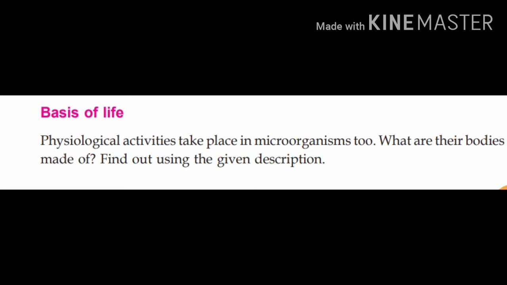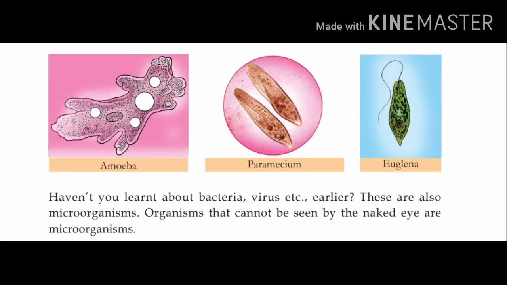There are certain examples of microorganisms like amoeba, paramecium, euglena, etc. These cannot be seen by the naked eye. That is why we use a microscope to observe organisms like amoeba, paramecium and euglena.